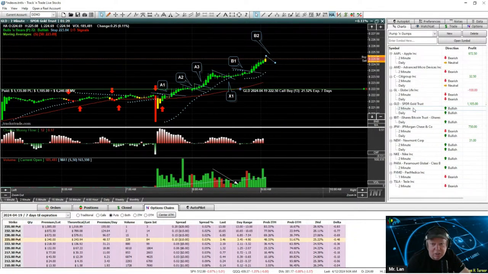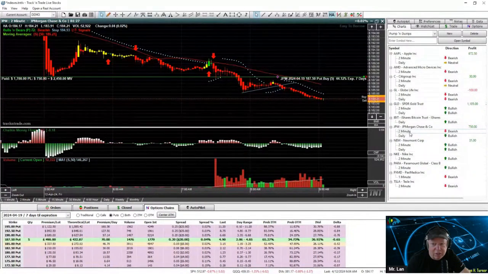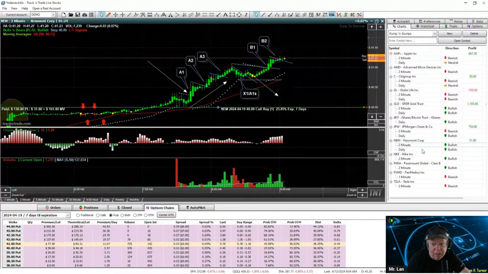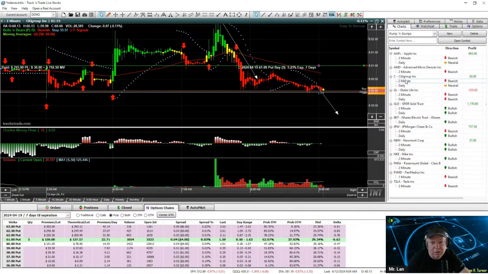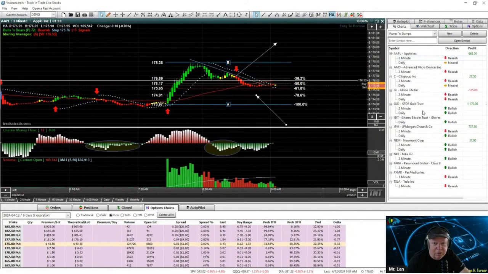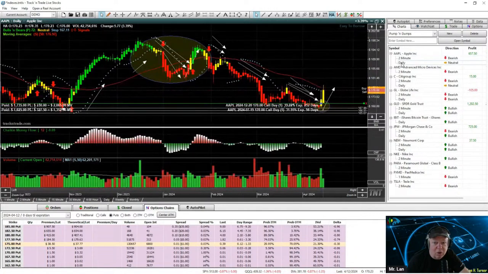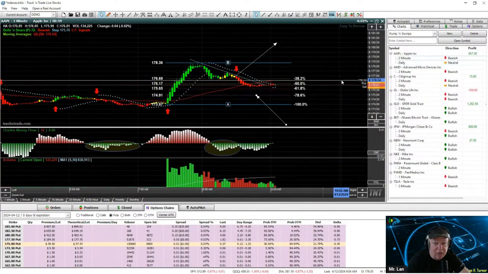We're up $1,000 in gold right now. $750 on JP Morgan and Newmont. $31 on Newmont. Citigroup. There she blows. We're up $27. And Apple, we're up $200. There, broke the blue lights. If it would go and break and start look like it was going higher, we could buy some more Apple. Apple wants to go up. I know it does. Come on, Apple Macintosh.